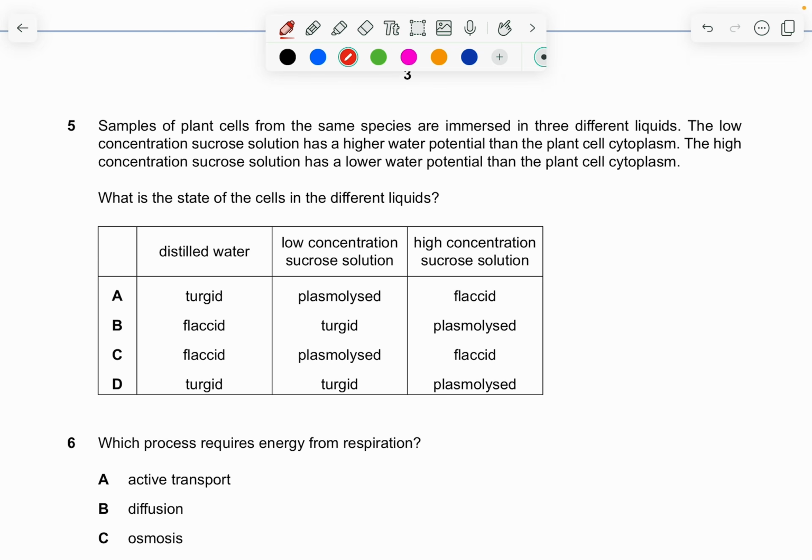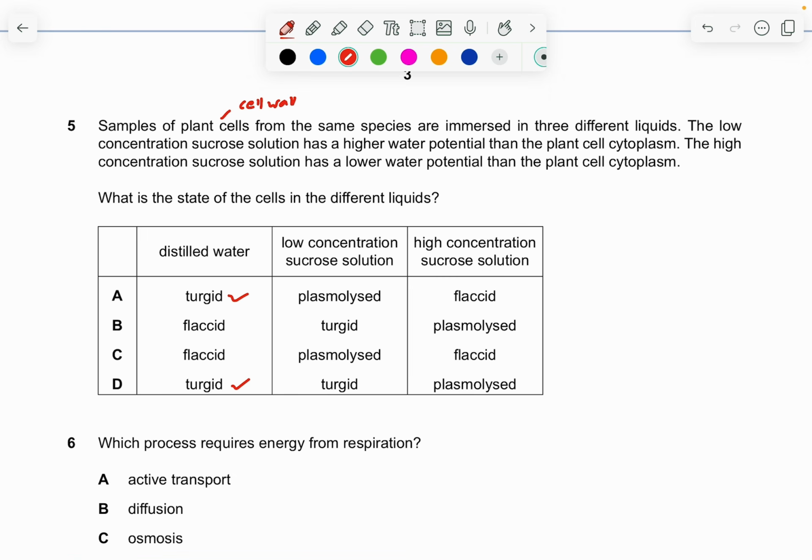So for distilled water, this is for plant cells. Plant cells have the main thing, their cell wall. Their cell wall helps to withstand pressure. So with distilled water, when you have more water rushing into the plant cell, it won't burst the plant cell. It will become turgid. Okay, so turgid is your first answer.